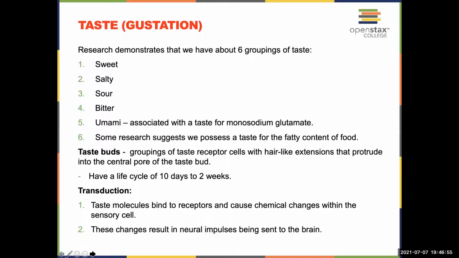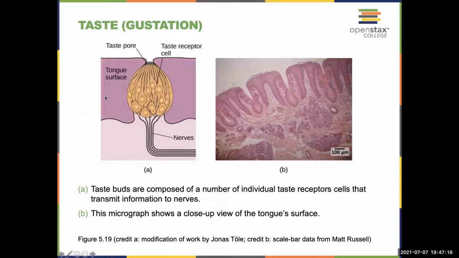And then, of course, the transduction occurs when the taste molecules bind to the receptors, causing chemical changes within the receptor cells. And that information is then sent as neural impulses to the brain so that we actually recognize the tastes. So here's kind of a blow up of the cells, right? Here's your taste pore, and then these are the receptor cells in the bud, and then there's the axon moving out. So it's kind of a cross section of a tongue.